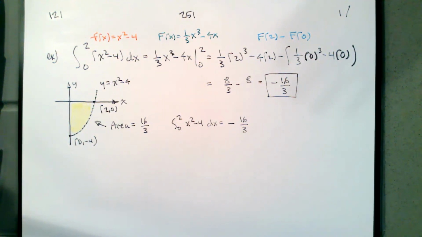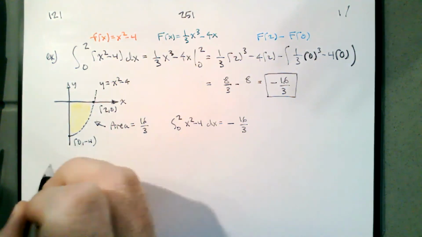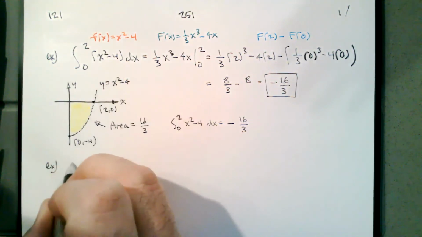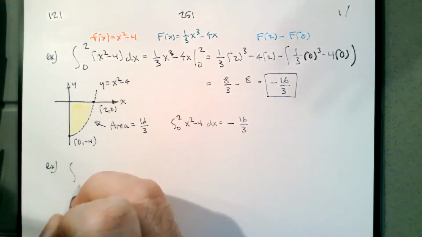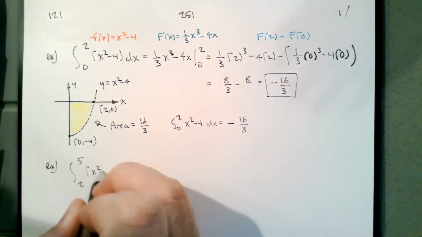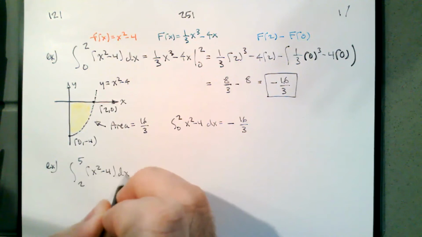So today, we want to look at what happens if we have a function that changes sign on the interval over which we are integrating. So let's calculate this same function, but instead of going from 0 to 2, let's go from 2 to 5 of x squared minus 4 dx.